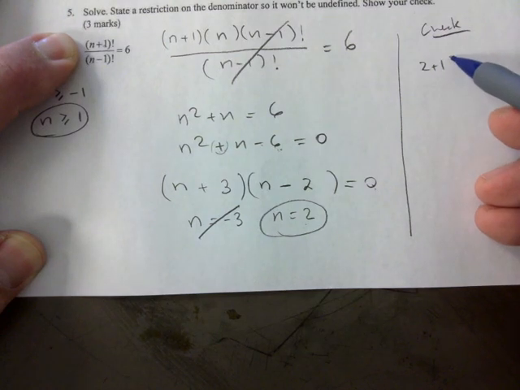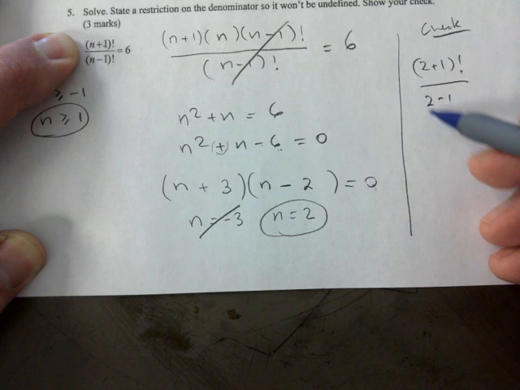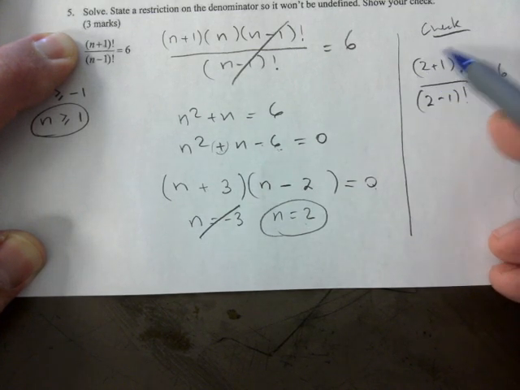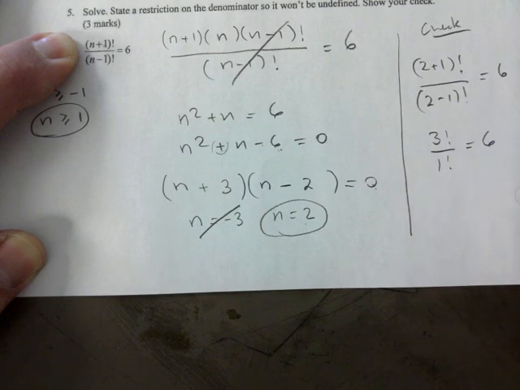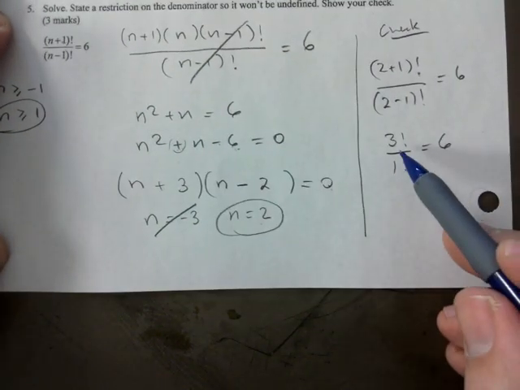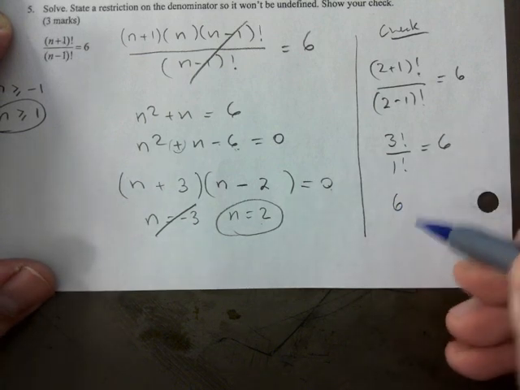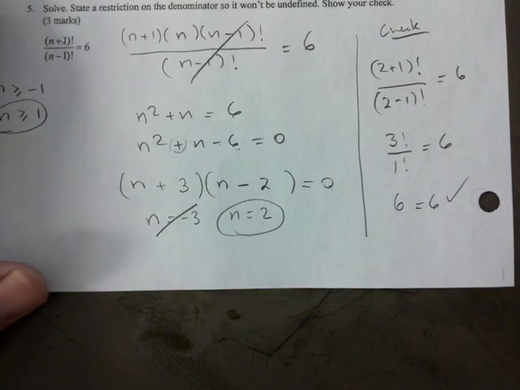So it's 2 plus 1 factorial over 2 minus 1 factorial. That's supposed to be equaling 6. So at the top you've got 3 factorial. 2 minus 1 is just 1 factorial, equal to 6. I hope that 3 factorial you can do in your head, right? It's 3 times 2 times 1. That's just 6. And 1 factorial is just 1. So there we go. It checks out.